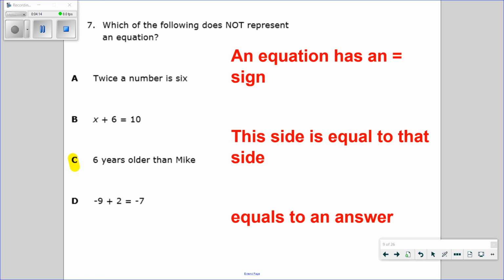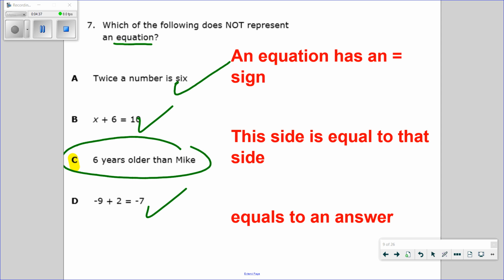So which of the following does not represent an equation? An equation is where it has an equal sign. It's equal to something. This is an equation because it's equal to something. Twice a number is 6. What number is it equal to? 6. This one is not an equation because it does not tell you what it equals to.